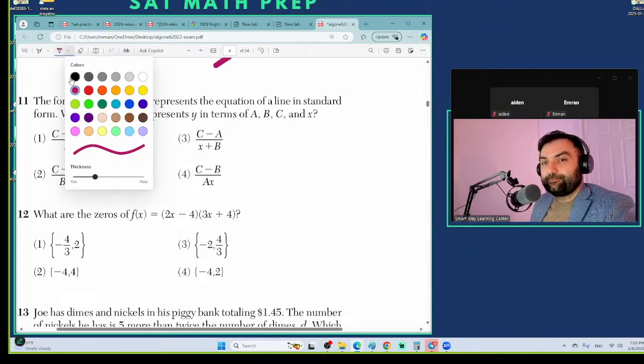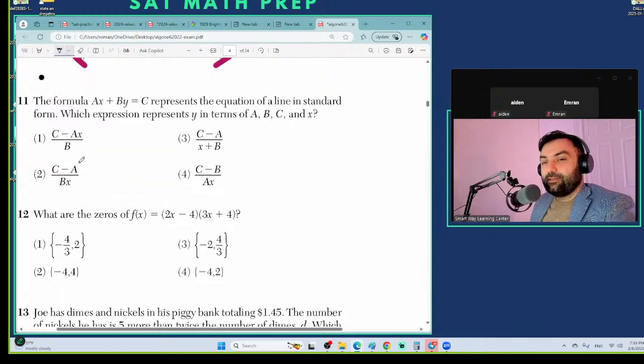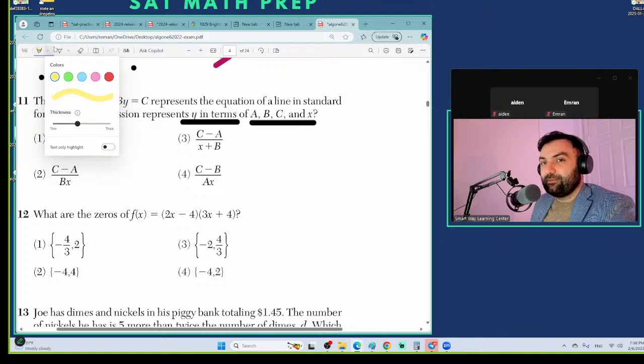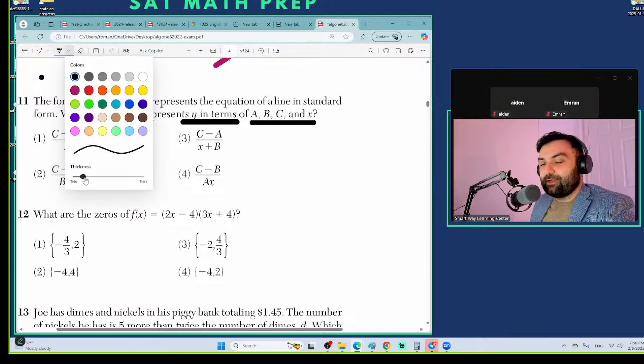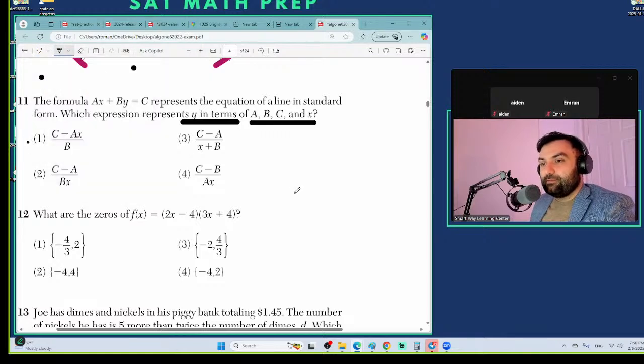Number 11. I usually don't even read the first part because this is a classical question where we have to solve for a variable. We have to do y in terms of the others, that means we have to isolate the y. That's what it means, isolate the y. How do we isolate the y? So let's write it down first. It's going to be ax plus by equals c. How do we isolate the y?